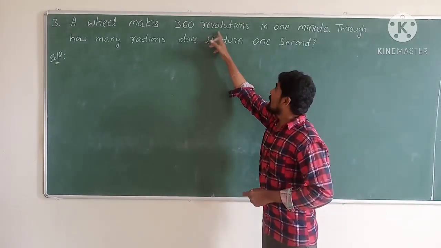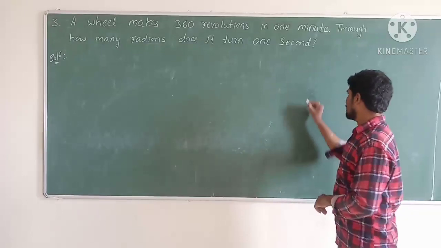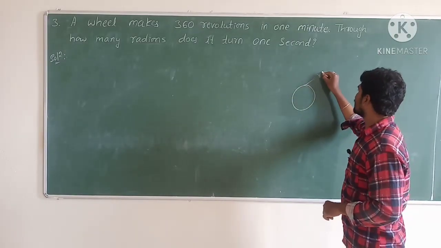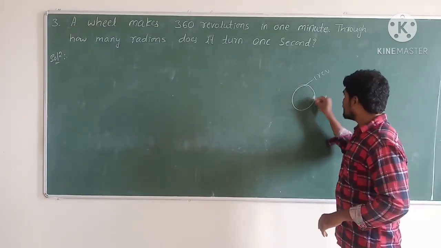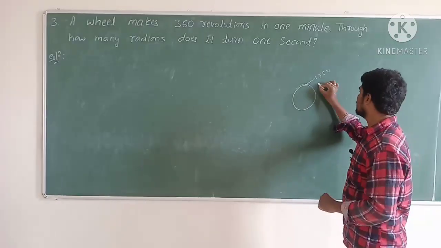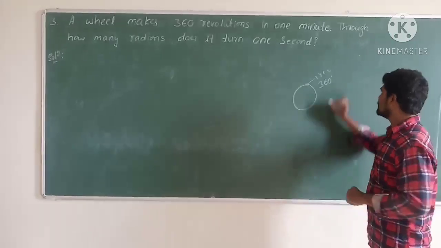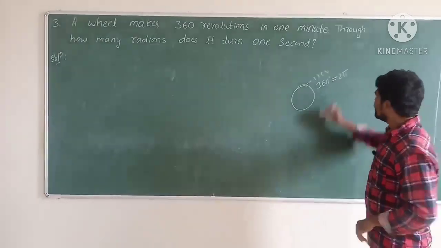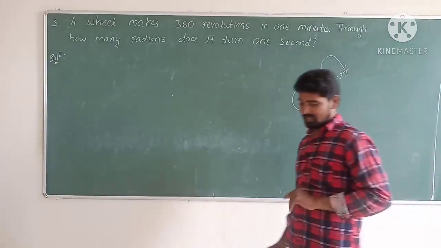So we know that revolution means one complete rotation. One complete rotation is what we call one revolution. One complete rotation means a complete angle is created. Complete angle is equal to 360 degree. This 360 degree in radians is 2 pi radian. So one revolution is equal to an angle of 2 pi radian.